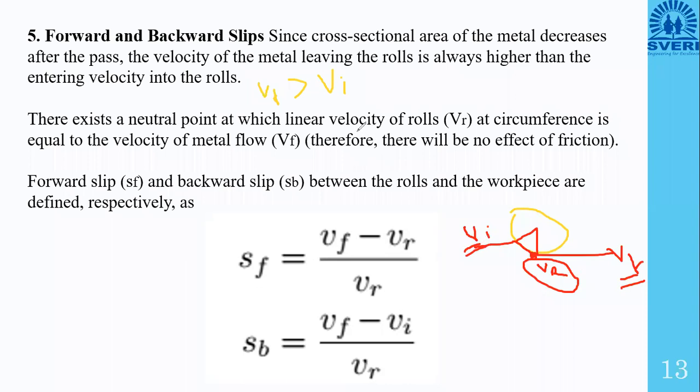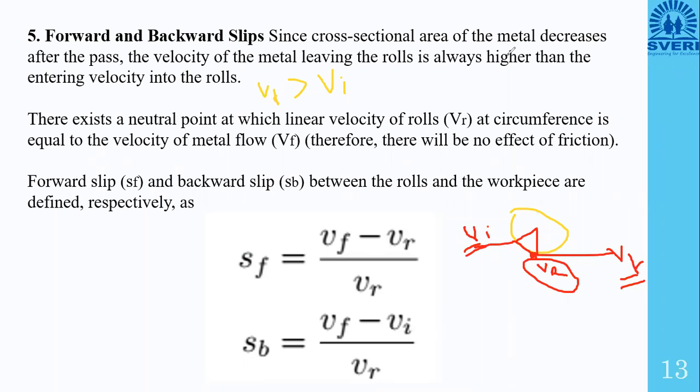That is the linear velocity of the rollers. Okay, so these formulas are there. What do backward slip and forward slip mean? Suddenly the material slips at a particular point, or the roller is rolling but the material, instead of moving forward, is coming backward. That is called slip.